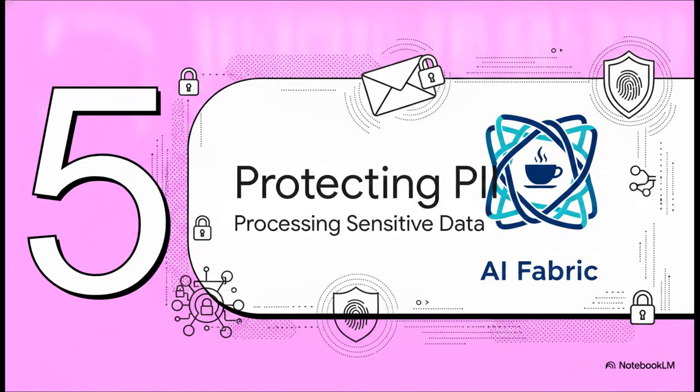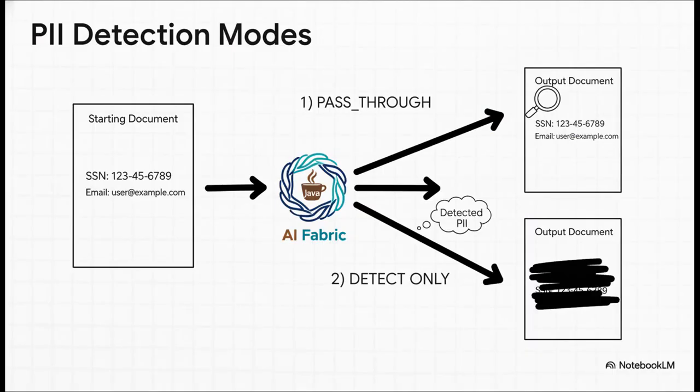Section 5. Processing and Protecting PII. So what happens if our user includes highly sensitive data in their prompt, say an email address and a social security number? AI Fabric handles this, but keep in mind, the PII capability is explicit and disabled by default. A privacy-sensitive application has to turn it on and choose a mode: pass-through, detect only, or redact. The default patterns cover common shapes like SSNs, emails, phone numbers, and credit cards, plus you can easily drop in custom domain detectors.